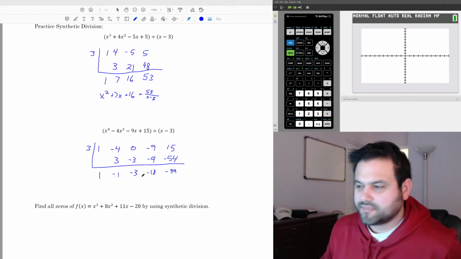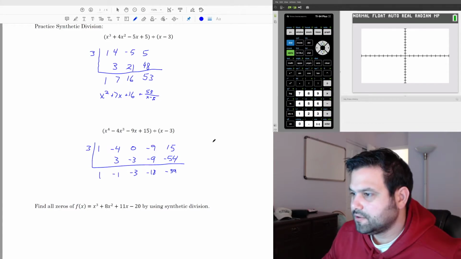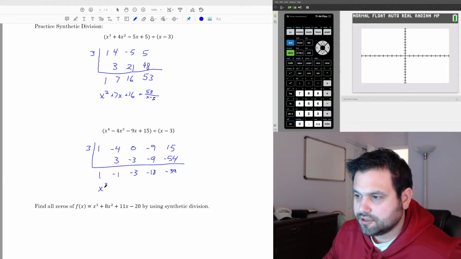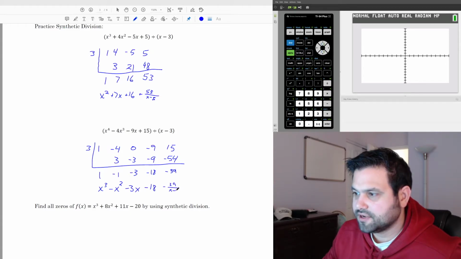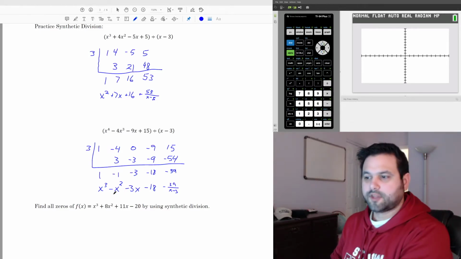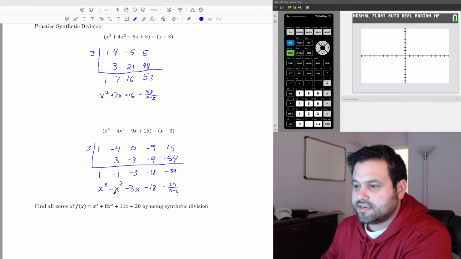Sure, that works. So 1 degree less than what we started with. So this is x cubed minus x squared minus 3x minus 18 minus 39 over x minus 3. And that would be our answer. Okay? So that's synthetic division.